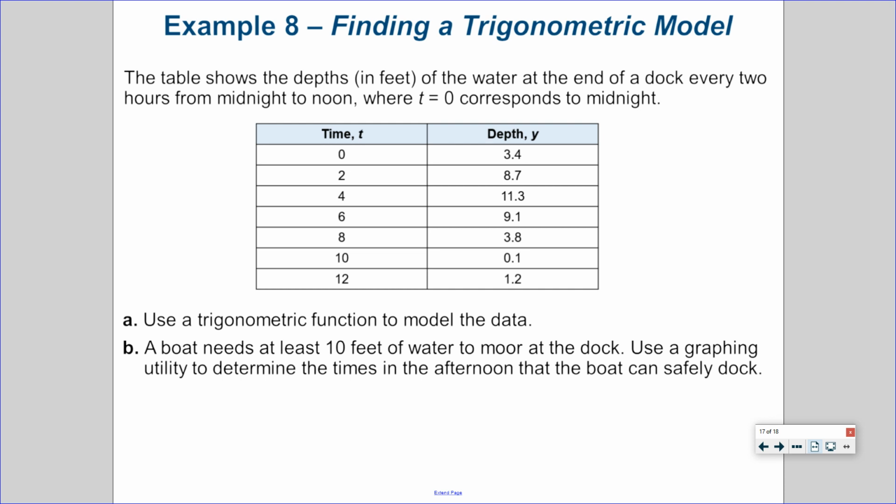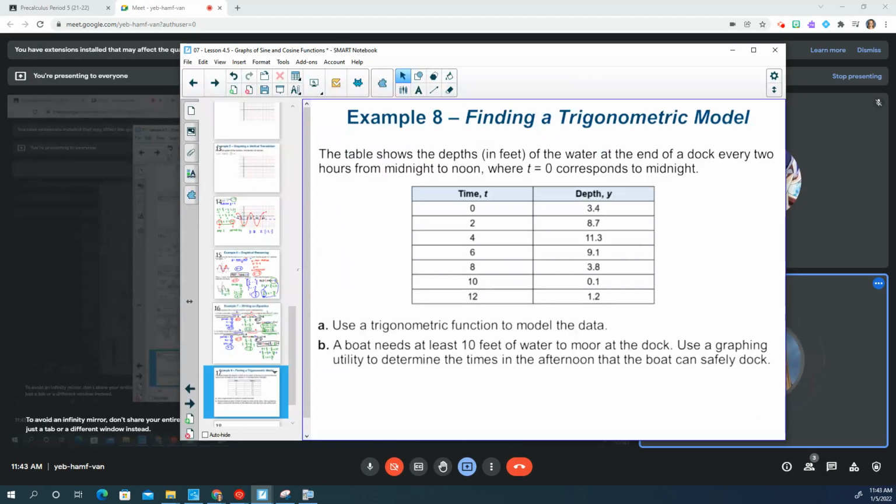This one we're doing today is about depth of water, like from a dock. So real life data is not that nice, right? Okay. This table shows the depths in feet of the water at the end of a dock every 2 hours from midnight to noon. So t equals 0 corresponds to midnight. 2 hours after midnight, 4 hours after, all the way up till noon. Use a trig function to model the data. And then we'll answer this follow-up question for B. So we're going to put this into our graphers.